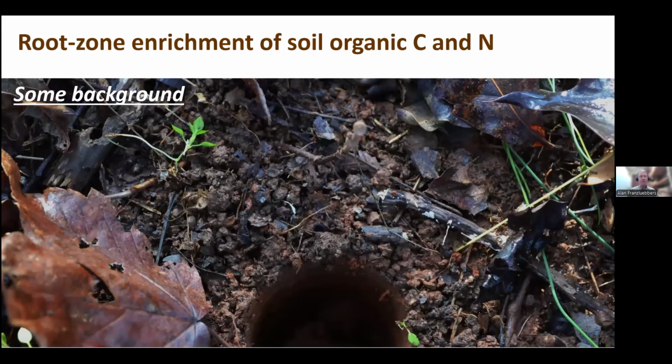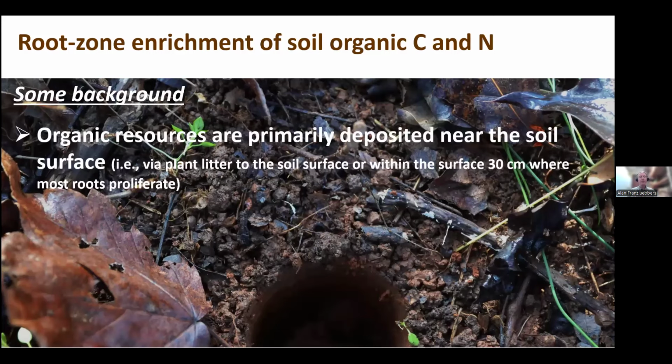So some other additional background is that organic resources are primarily deposited near the surface. So that litter from, say, whether it's a woodland or grassland or a conservation till cropland, it's being deposited near the surface, and then it's changing the surface conditions.